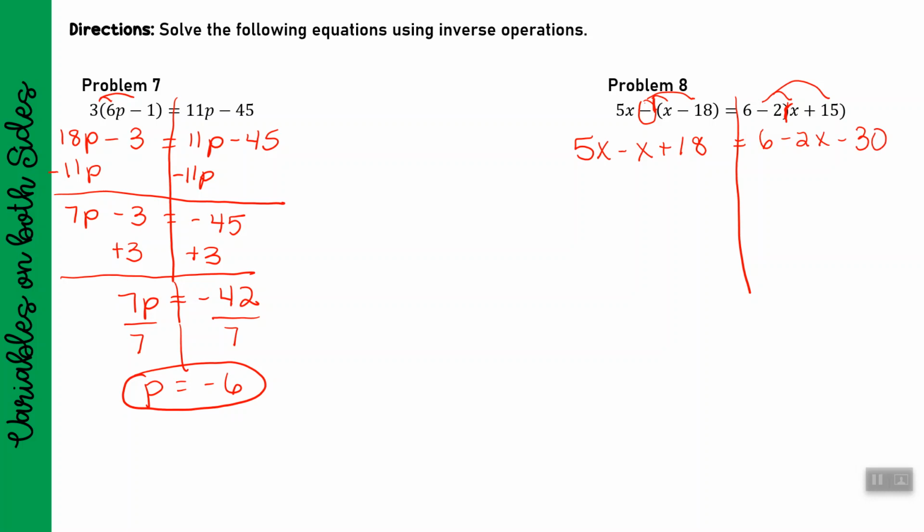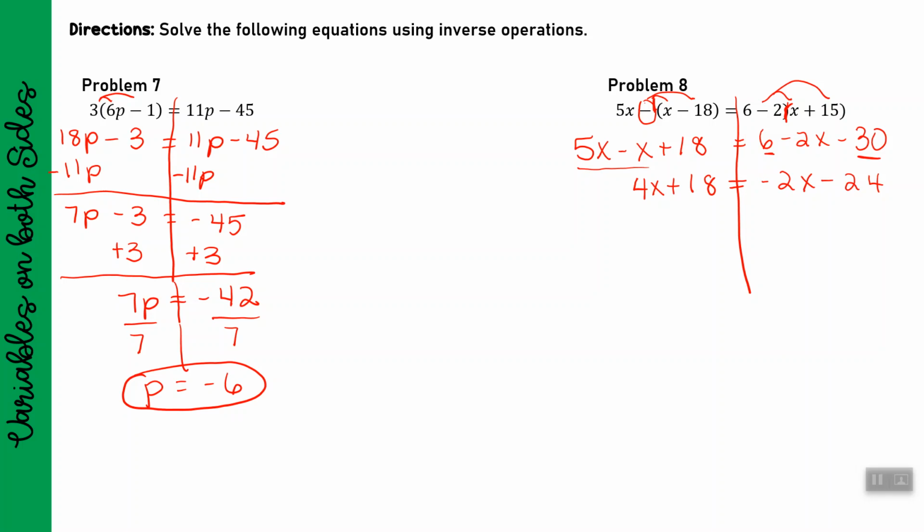Now, first I'm going to simplify. I have 5x minus x. That's going to get me 4x plus 18 equals. On the right side, I have positive 6 and negative 30. So first I'm going to write my negative 2x. Negative 30 and positive 6 is going to give me negative 24.